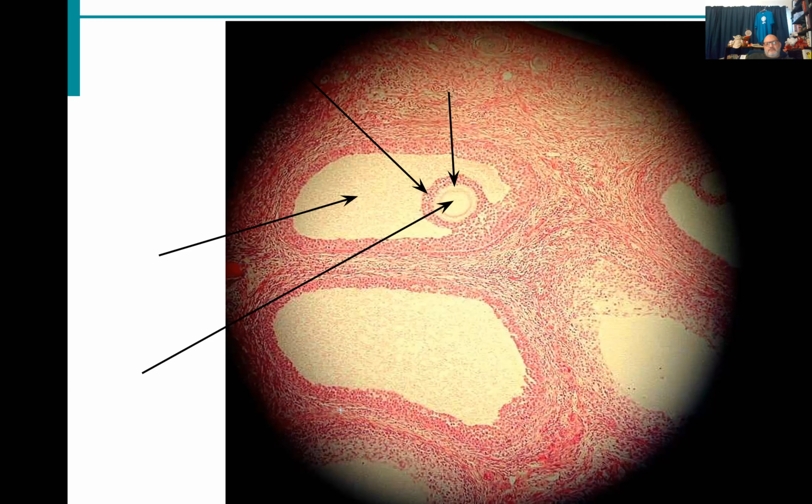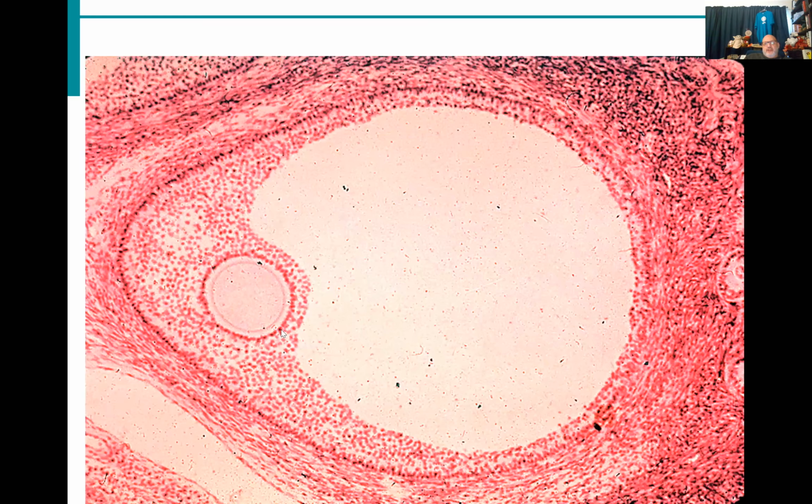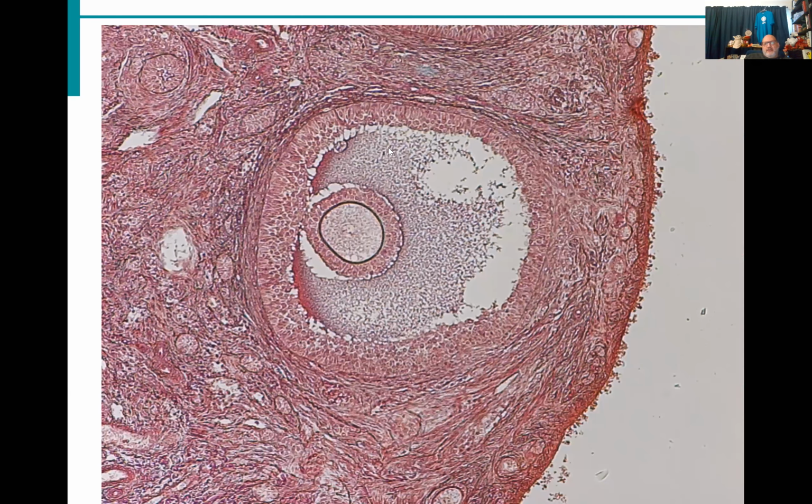Primary oocyte frozen in prophase 1. Is it still? Oh, no. Once we get to the mature stage, it is now a secondary oocyte frozen in metaphase 2. And it is as a secondary oocyte frozen in metaphase 2 that it will be ovulated. Here's another example of a tertiary and another example of a tertiary.